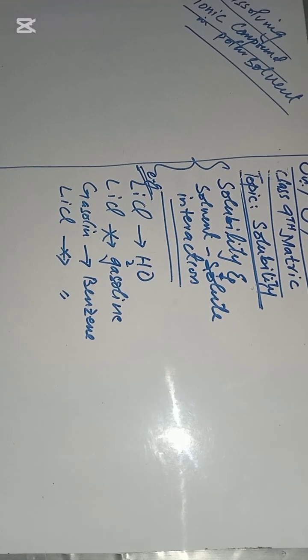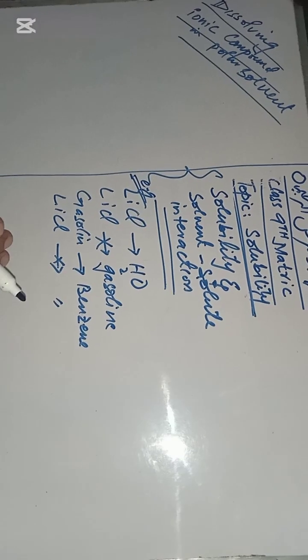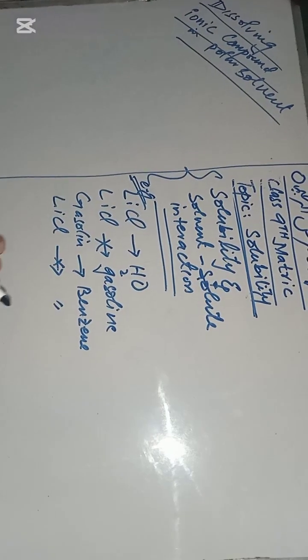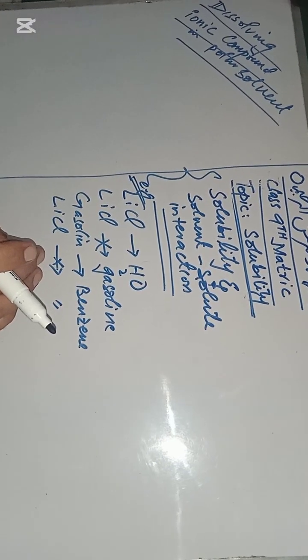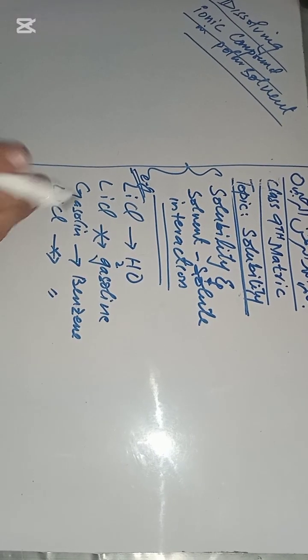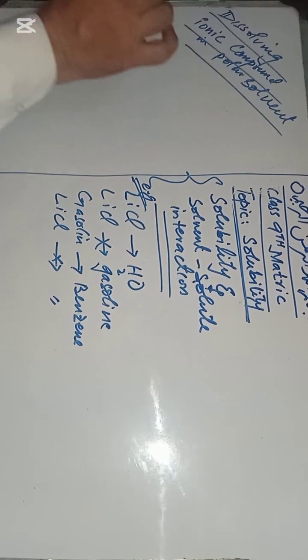Now, it is a rough rule, we can say, but it can be used to predict the solubility of certain solutes. Clear? Okay. Now, dissolving ionic compounds.